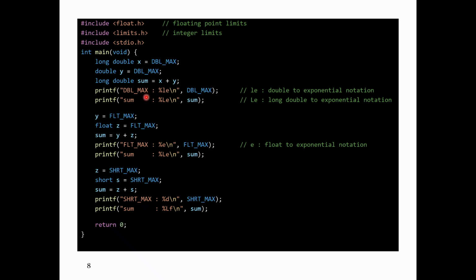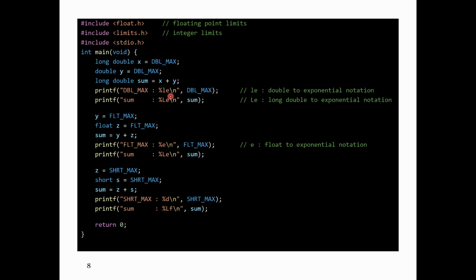So I'm going to print out what double max is, and I'm using %Le for the conversion here. The conversion E is similar to F, so it's floating point, but this is going to use exponential notation to print the result. So it's going to print the result as something decimal something times 10 to the something, right?